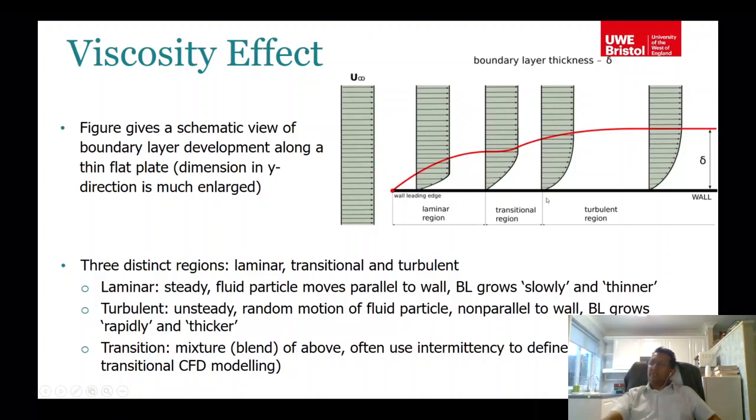And the transition region is where the transition takes place. So it's a blend of laminar flow and turbulent flow. It's always intermittent, and you can model this in CFD. Well, it's difficult to see it with the naked eye, but you can visualize it using CFD software.